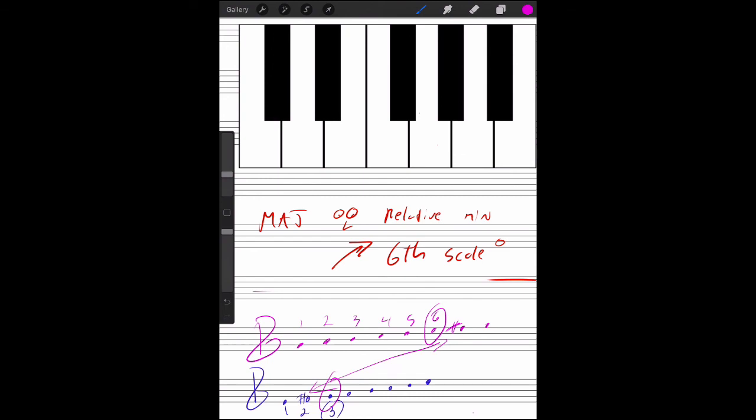Relative major and minor. The relative natural minor scale uses the same notes as a major scale, except it begins and ends on La, scale degree 6. A natural minor scale, if built on scale degree 6 of a given major scale, is called the major's relative minor.